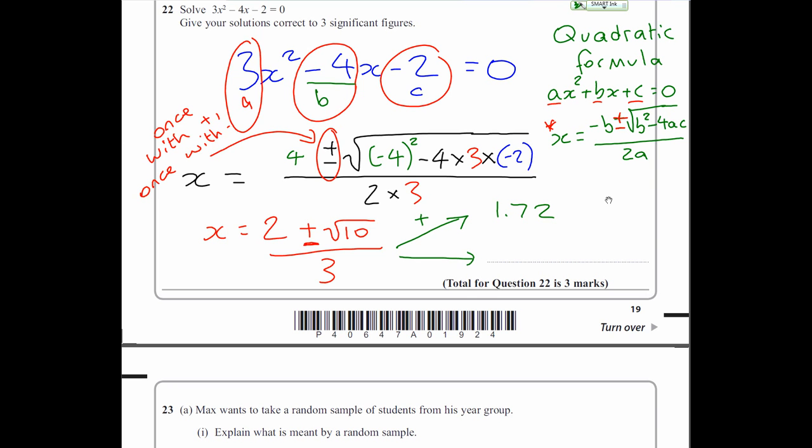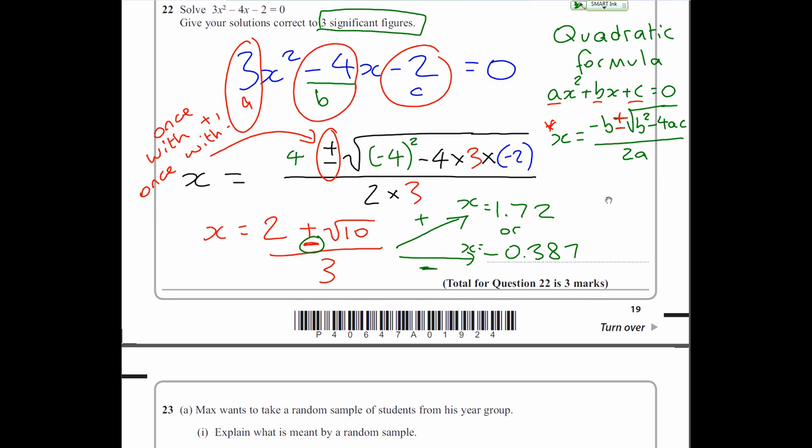Now, go back to your formula where you wrote it in. This time, put a negative instead of a plus sign. And this time you get 2 minus root 10 over 3, which is minus 0.387. 3 significant figures, remember? So x equals that, or x equals that.